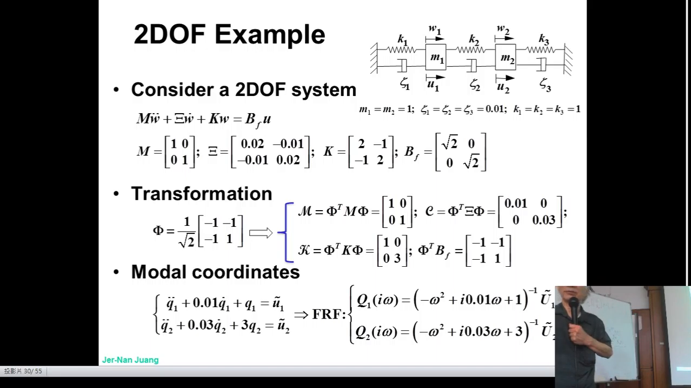Okay, let me just continue to explain the questions from the student. If you recall this slide, this slide is just like your homework. So you do have M is 2 by 2, and zeta is 2 by 2, K is 2 by 2, and B_F is 2 by 2 like that.